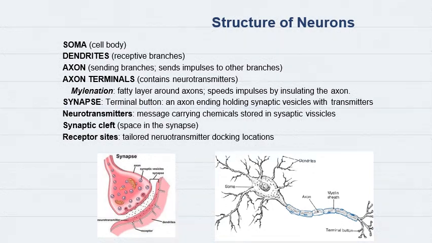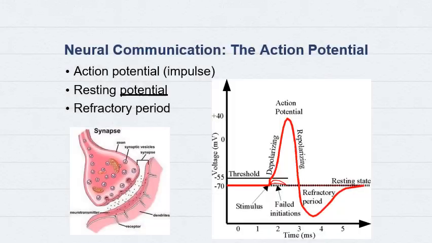Synapse, terminal button, an axon ending holding synaptic vesicles with transmitters. So, neurotransmitters are the chemicals that we all know, which carry the message and are stored in synaptic vesicles. Synaptic cleft, ito yung part na space between the synapse wherein sasaluhin yun ng dendrites. Receptor site is tailored to neurotransmitter docking location. So, familiar na kayo dyan. Na-discuss ko na yan sa biopsychology.